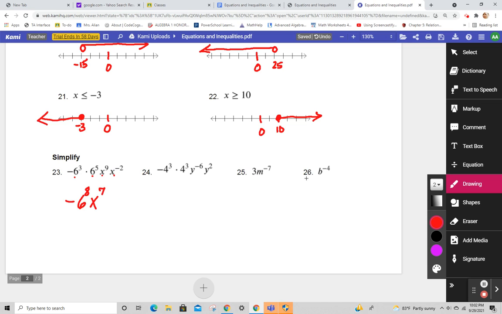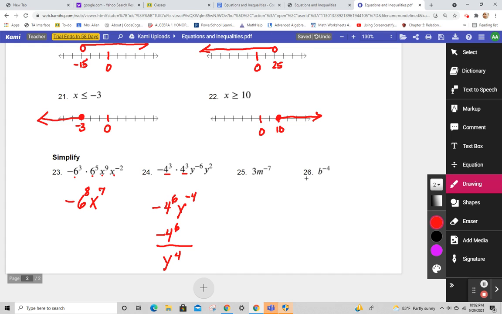All right, this is similar. Keep the same base 4. But there is a negative outside. We'll have to copy that. 3 plus 3 is 6. Keep the same base y and add. So negative 6 plus 2 is going to give us negative 4. But remember, this is a negative power. Remember what I told you? Negative powers switch sides. So our final answer is going to be negative 4 to the 6th power divided by y to the 4th. Okay?